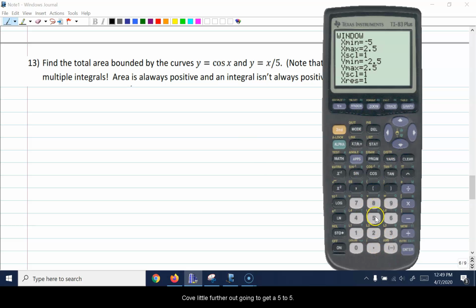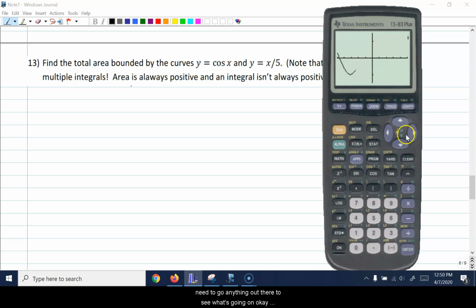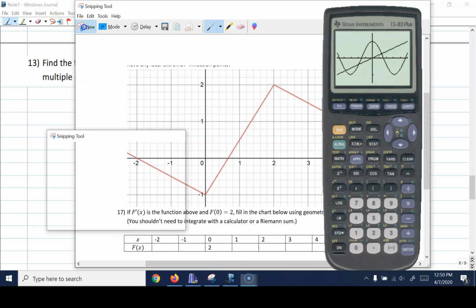Let's go -5 to 5. Let's make the y values like -1.5 to 1.5. Sine and cosine stay between -1 and 1, so I don't need to go anything out there to see what's going on. Okay, that looks a lot better. The line is going up too high here, down too low here, so we have everything we care about. I'm looking for the total area bounded by these curves.